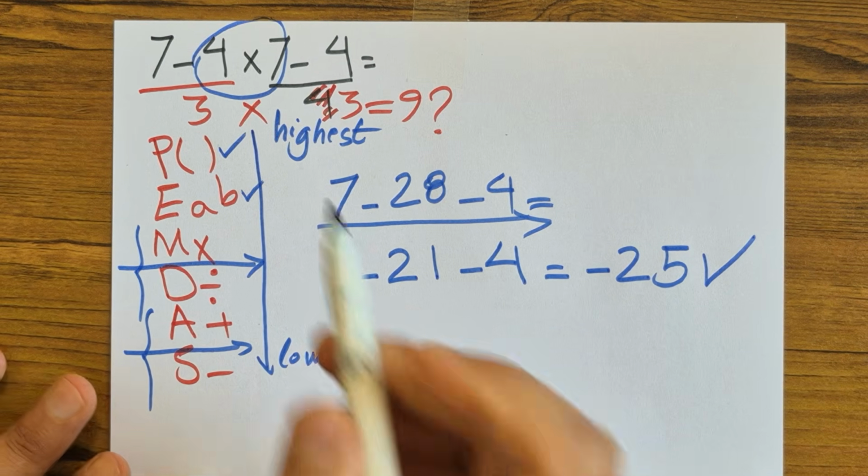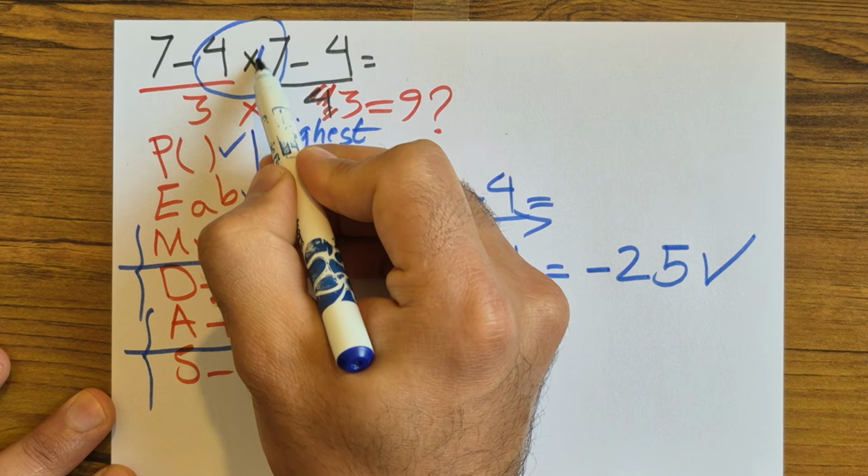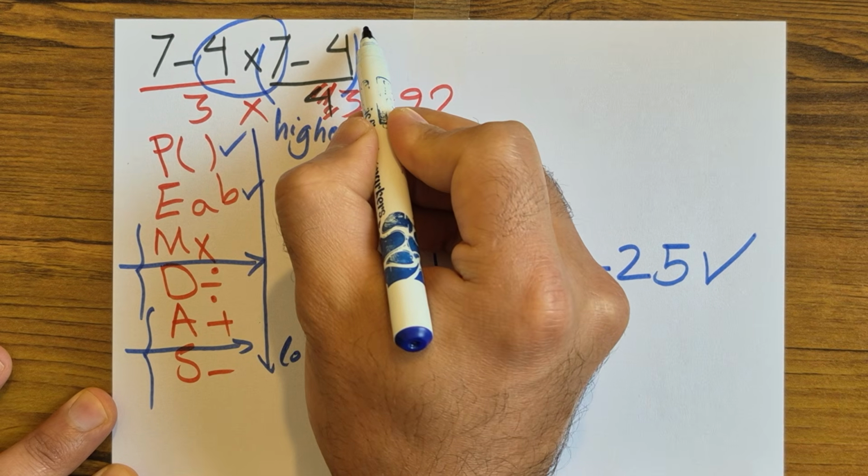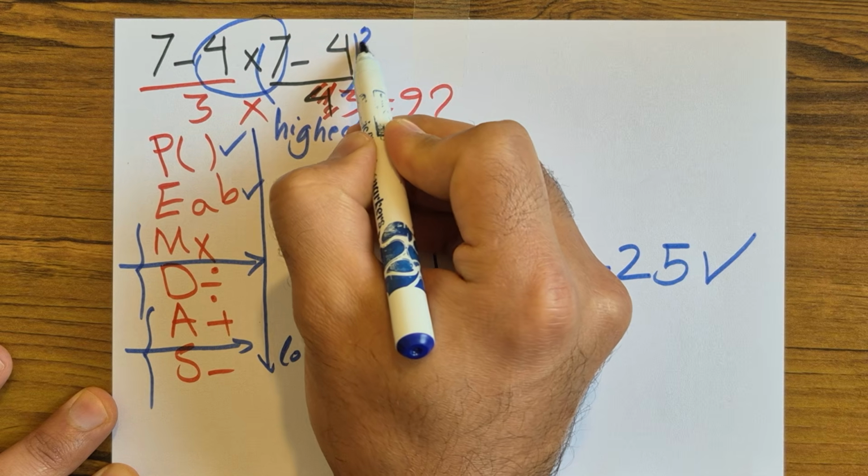So for your homework, what would the answer be if we had the second 7 minus 4, the last part, inside the parentheses, and squared?